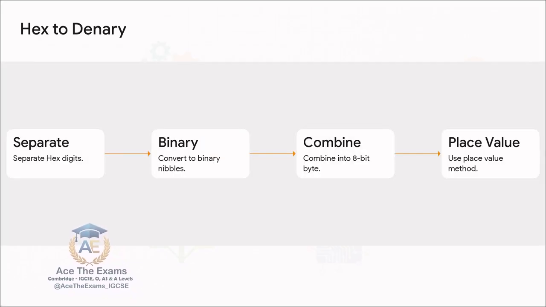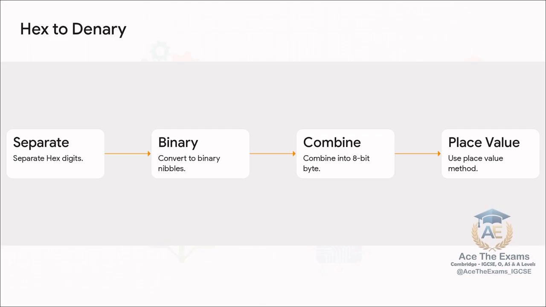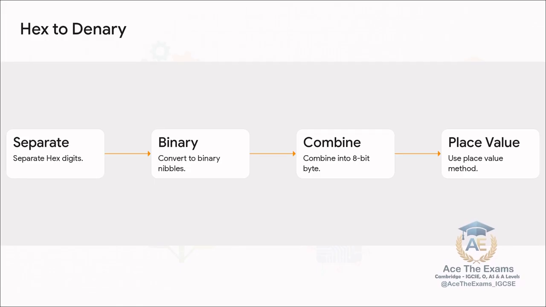We literally just walk the bridge backward. Step 1. Separate those hex digits into 3 and C. Step 2. Convert them into binary nibbles. Hex 3 is 0011. Hex C, which remember is 12 in denary, is 1100. Step 3. Combine them back into a full 8-bit byte.